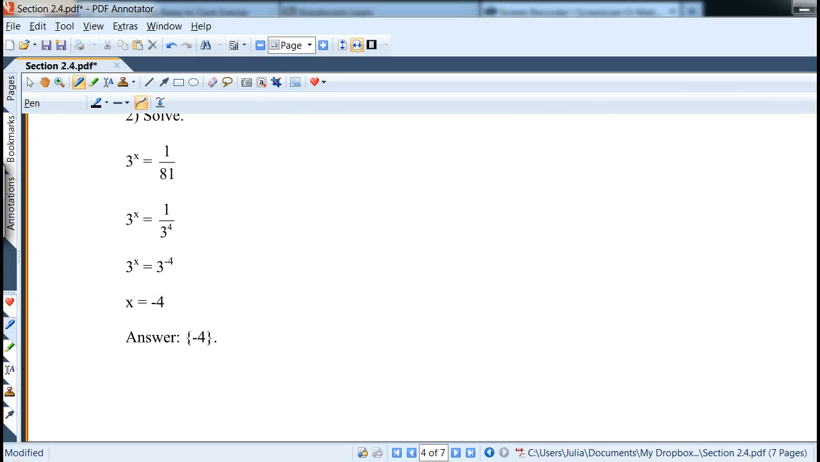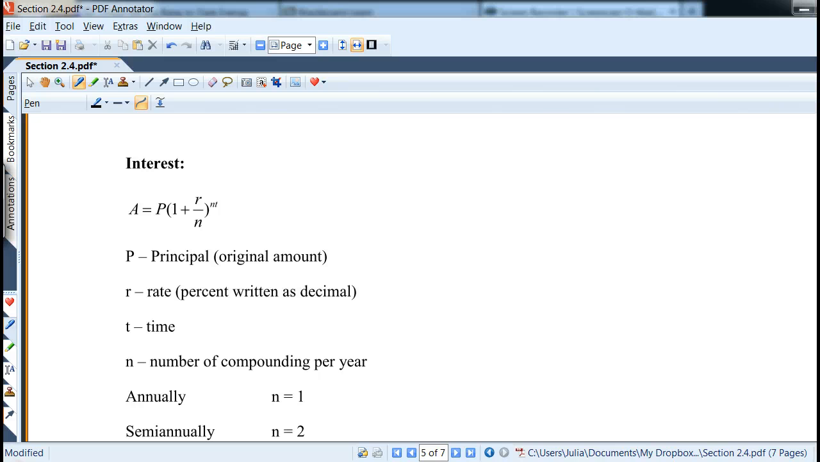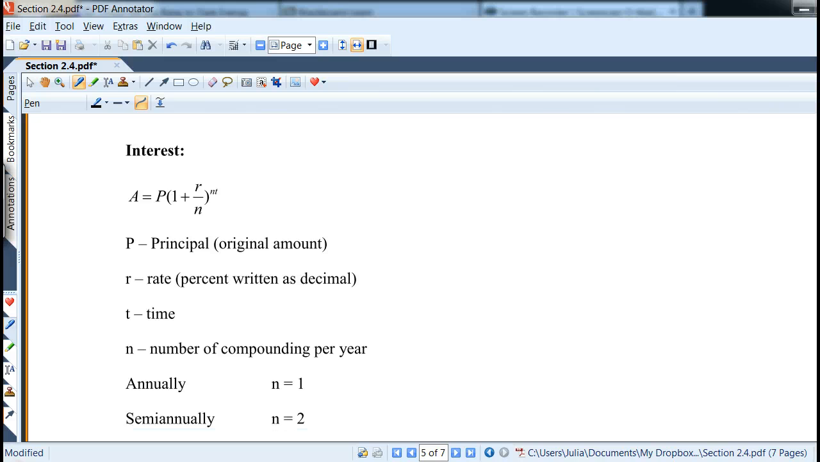Now let's take a look at one application we'll do in this section: compounding interest. You may recall from your algebra courses, the amount equals the principal times 1 plus the rate over n, the number of compoundings, to the power of nt. So P represents the principal, the original amount, r is the rate, written as a decimal actually, t is the time, and n is how many times you compound per year.